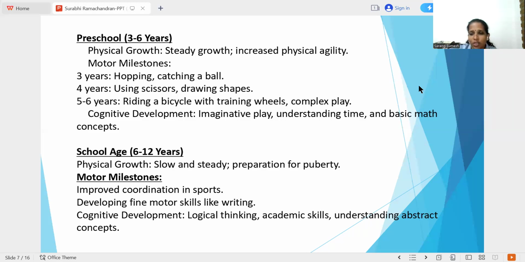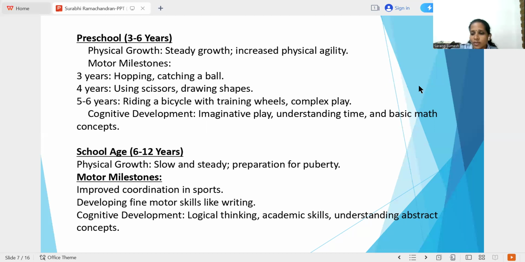All the different age groups have different plays that we will discuss in play therapy. In cognitive development in preschoolers: imaginative play, understanding time and basic math concepts. These are the main points in preschoolers. In school age, 6 to 12 years: physical growth is slow and steady, with preparation for puberty. Puberty will start at school age. In motor milestones: improved coordination in sports, developing fine motor skills like writing.